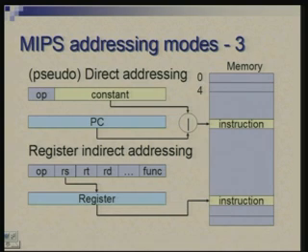Okay. Finally, we have register indirect addressing, which is in JR. Okay. JR is the jump on register. A field in the instruction specifies a register, and that register points to an instruction where you need to jump. Okay. So, there is only one instruction which uses this in MIPS.